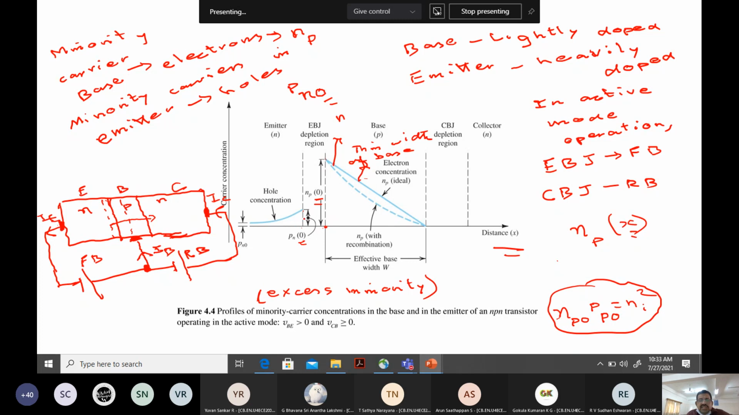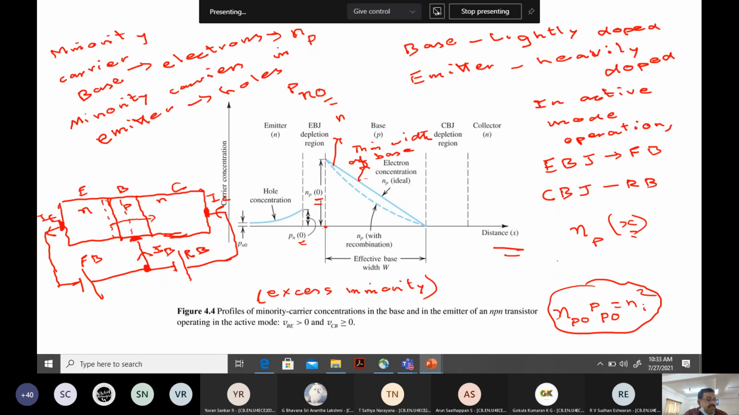Now you can clearly see that because the electrons are more and holes here are less, the recombination rate will be different in both sides. They will be different. So you will have a different profile for hole concentration and for electron concentration. The hole concentration in the emitter region, electron concentration here, we are simply talking about minority carrier. Okay, so these are the fundamental facts that you have to understand.